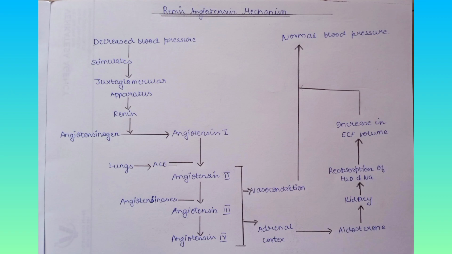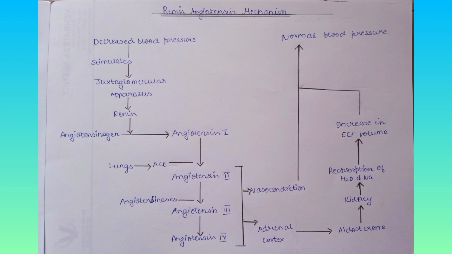What do these three do? All the three together do one single job. What does it do? It causes the constriction of the arteriole. It causes the constriction of the arteriole, increases the peripheral resistance. So it increases the blood pressure.